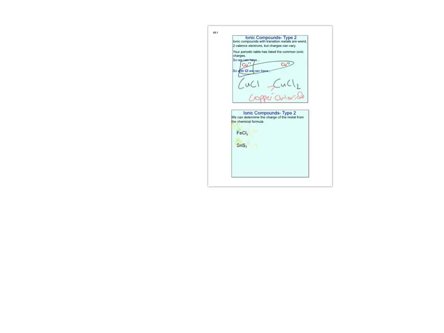What we still need to figure out is how we're going to write out the name of the formula. Once we know what charge the metal has, now we can incorporate that charge into the name. So again, the old rules were this: you just say the name of the metal, so I would say iron, and then you say the name of the nonmetal with an "ide" ending. So rather than chlorine, I say chloride.